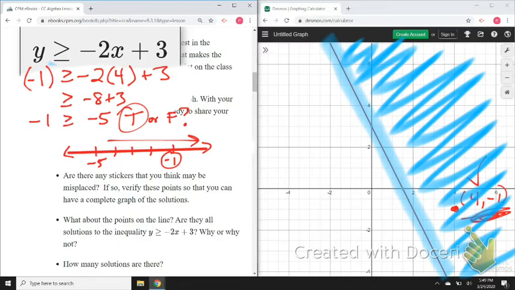I can have another point right there, another point right there, another point right there. It's all part of my solution. In fact, how many solutions do I have? Answering this last question down at the bottom, how many solutions are there? Well, there's an infinite amount. Everything that is greater than or equal to that line. So remember, if it's still on this line, it's still part of my solution because it's or equal to. If it's equal to, that means it's on the line, that means it's good.